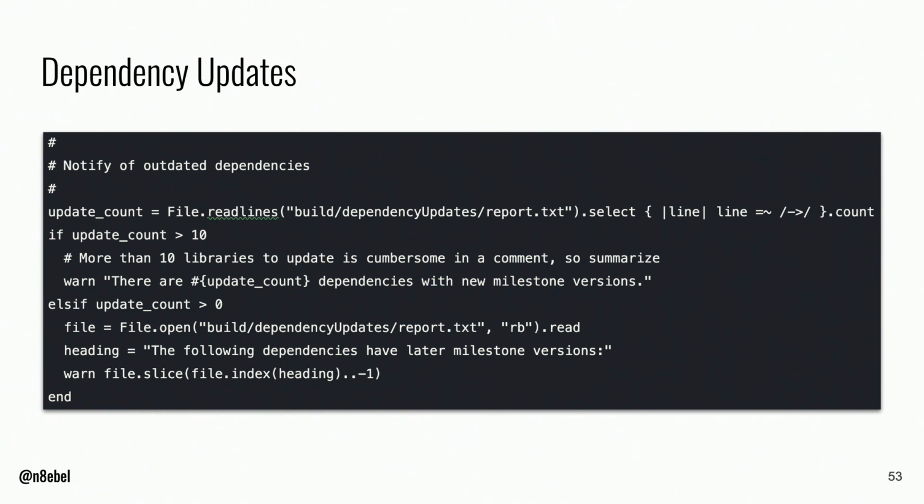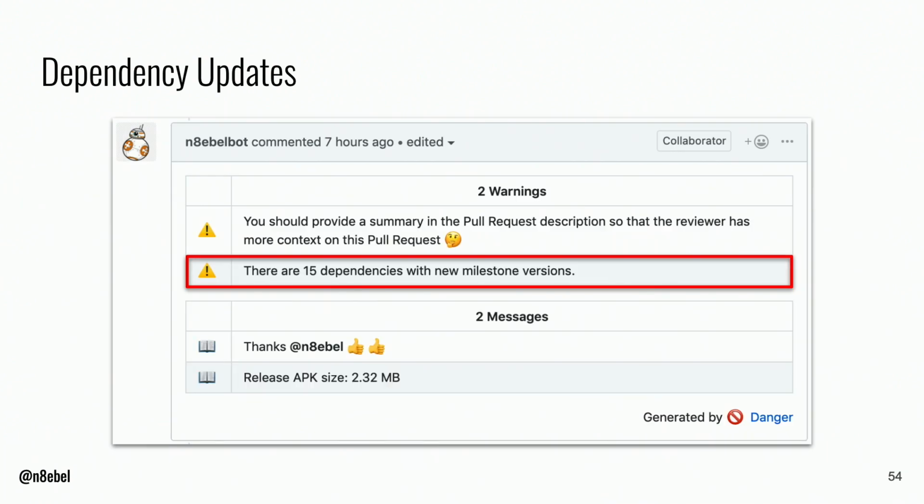So now, here's a little bit more interesting case. We are using a plugin that we can use to determine which dependencies have new versions available. In this case, we have this step in our danger file that looks at that output file and then counts up the lines and determines how many dependencies we have with updates. If it's less than 10, I believe in this case, it'll print out the specific dependencies that need updating. If it's more than that, it just lumps them all together and says, hey, you have X number of dependencies that need updating. So that looks like this.